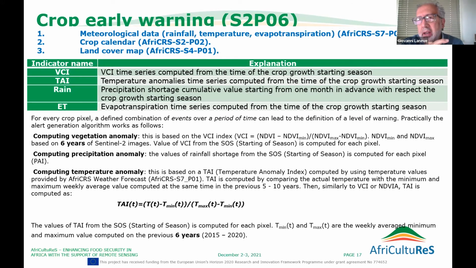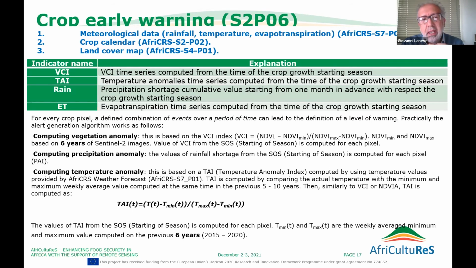These anomalies are computed comparing the actual values of temperature, precipitation and vegetation with the expected value coming from the average of the previous 10 years, in the case of meteorological data. So for any decade of the year, we have estimated the maximum value and the minimum value of the temperature or, for instance, precipitation. And based on that, we are providing this crop early warning.